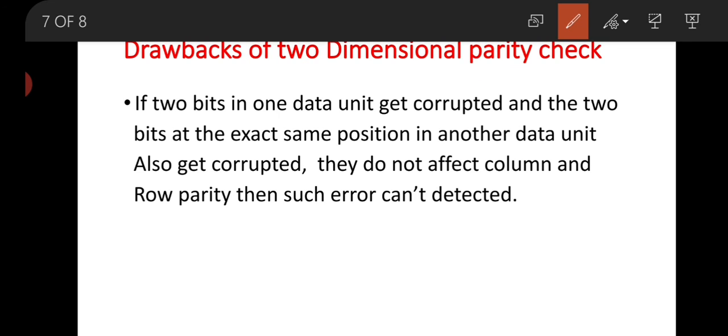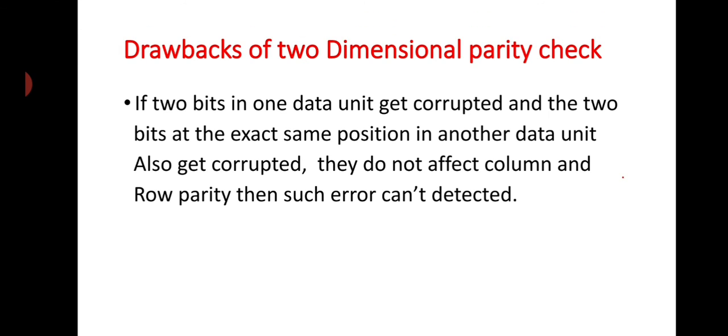That means if some data changes in such a way that it changes at the same position in the row and also at the same position in the column, that means there is no effect on the parity bits, but the data is changed, and such an error cannot be detected by two-dimensional parity check. So see how it will be done.